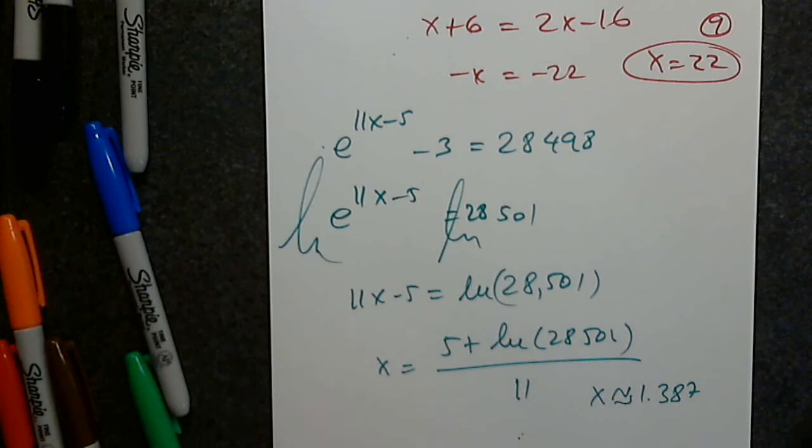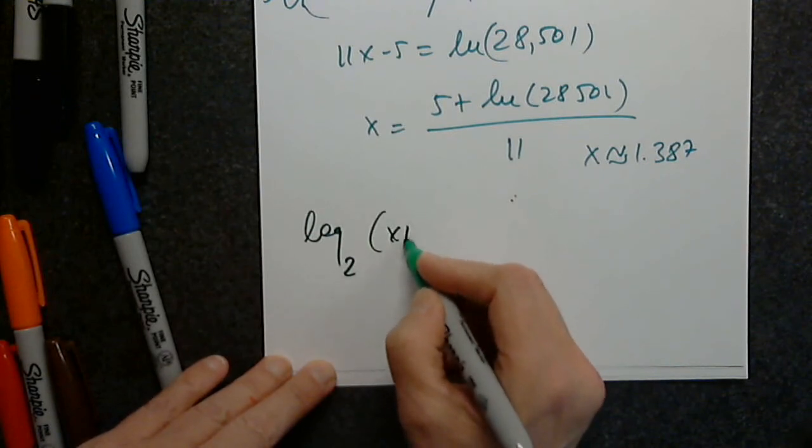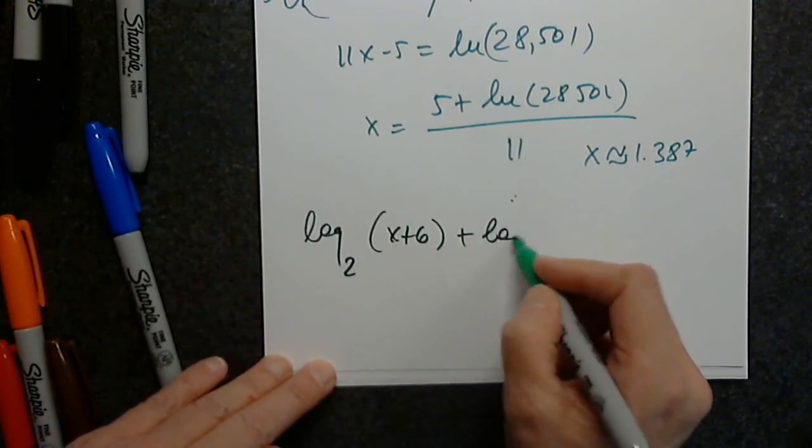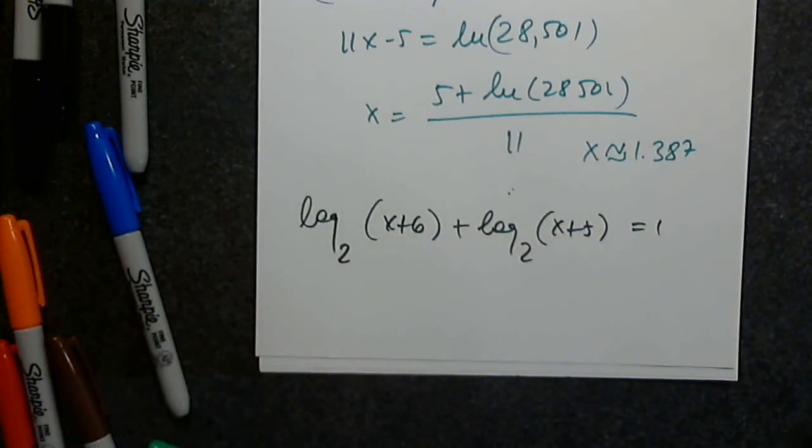Okay, number 13. Log base 2 of x plus 6 plus log base 2 of x plus 5 equals 1. So this is the calculator telling us 0. What did you get with your calculators? Was it 0 or something weird like this? It was 0? Something weird? Yeah, because it was log, I guess. So it's not 0. It is 0. Okay.